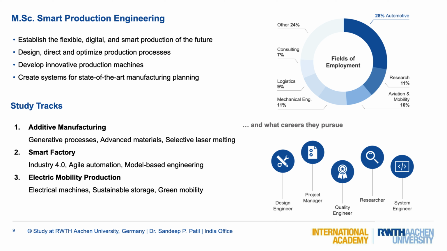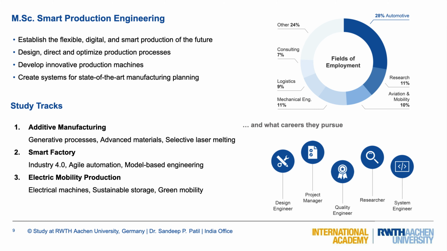And the last one is electric mobility production. So these are independent tracks, and in the last one, electric mobility production, the focus is on the production side, of course, from the battery to the sustainable storage to the green mobility to the electric machine powertrain drive. Everything will be here in electric mobility production. So this is a very highly advanced master's degree program where the focus is on advanced trends.